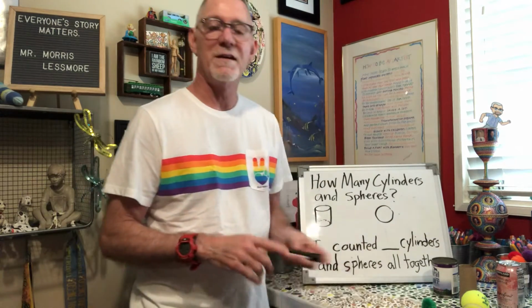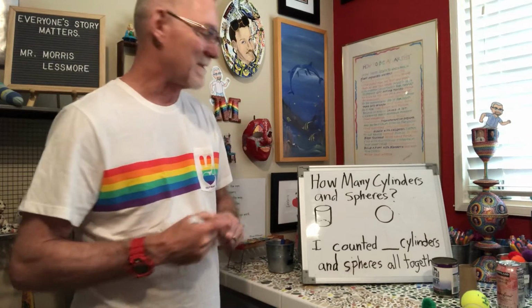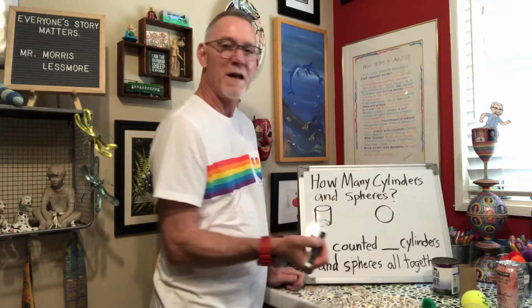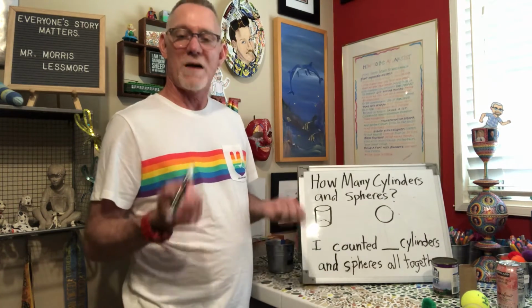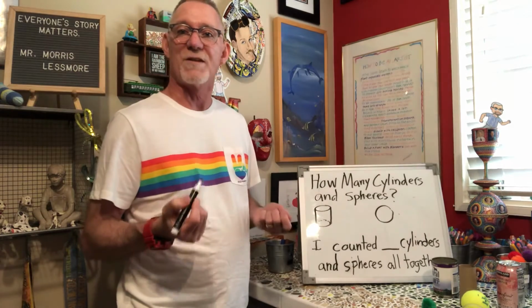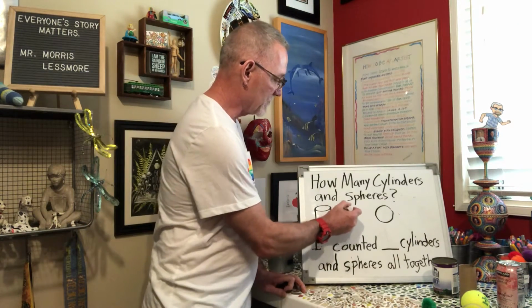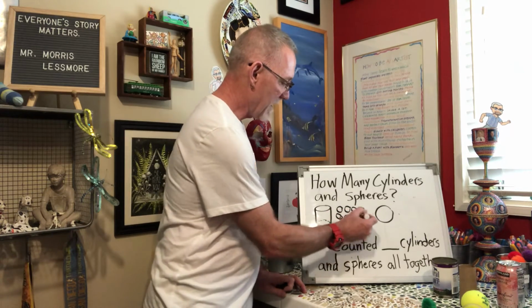So I counted 8 cylinders when we did this before. So I'm going to either draw a picture of cylinders, and I'm just going to draw a circle because this isn't art, it's just math, and mathematicians are efficient, they're fast. So I'm going to draw 8 circles for cylinders. 1, 2, 3, 4, 5, 6, 7, 8.